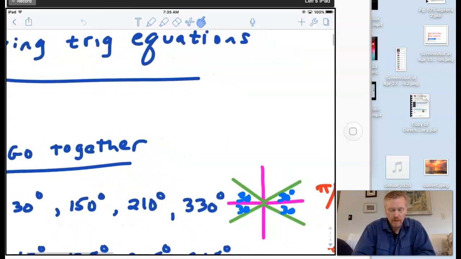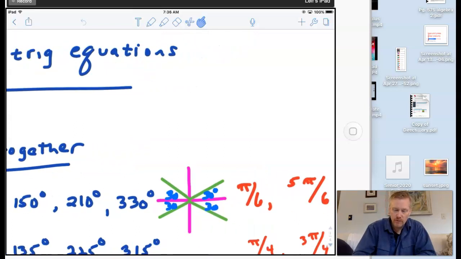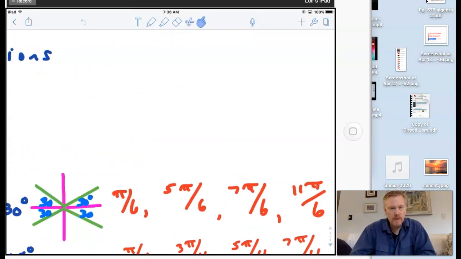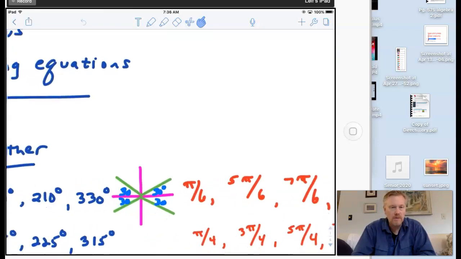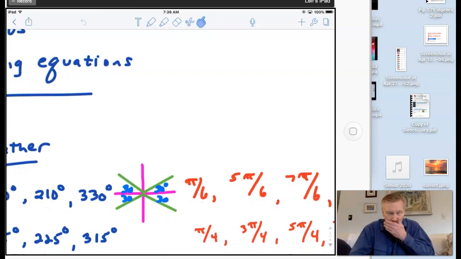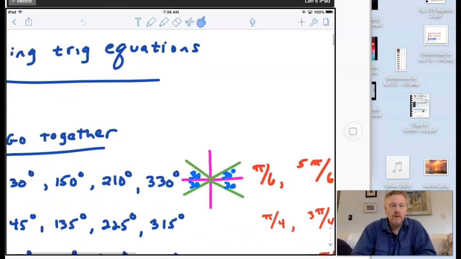If I get 30 degrees, 150 degrees, 210, 330, all four of them have a reference angle of 30, okay? Now we can also do those in radians, and those are listed over here. 30 degrees is pi over 6, 150 degrees is 5 pi over 6, 7 pi over 6, and 11 pi over 6 corresponding with the 210 and 330 as well. So we have these groups of angles that go together, okay?